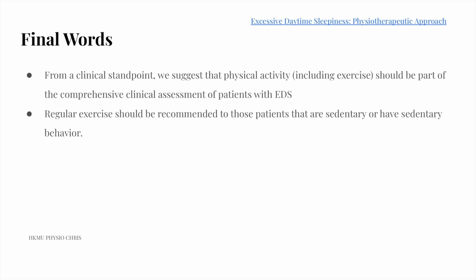Final words. From a clinical standpoint, we suggest that physical activity, including exercise, should be part of the comprehensive clinical assessment of patients with excessive daytime sleepiness. Regular exercise should be recommended to those patients that are sedentary or have sedentary behavior.